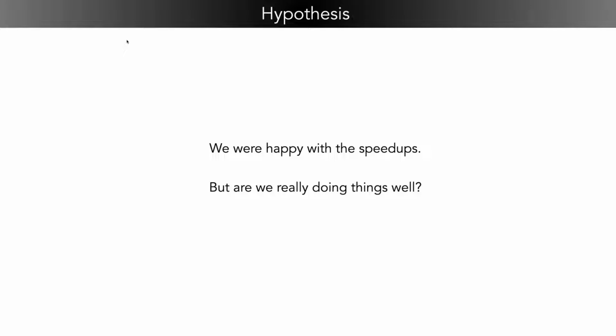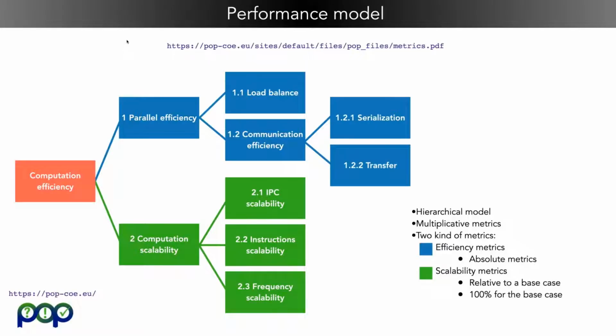Okay, so as I said before, we were very happy with the speed up, but are we really doing things well? So I will talk beyond scalability and talk about the limitation of scalability. I will base all my presentation on this performance model from POP. You can download the explanation of this nice performance model. You have a blue part and a green part: computational efficiency is divided between a parallel efficiency and a computation scalability. The blue part is an absolute metric.